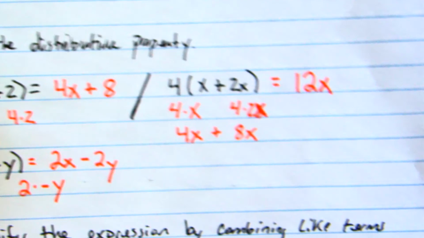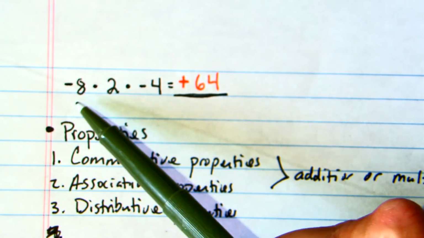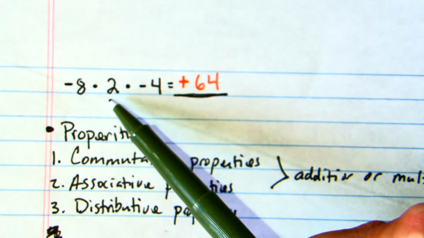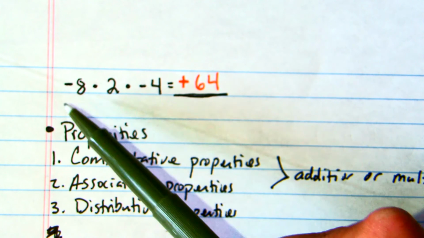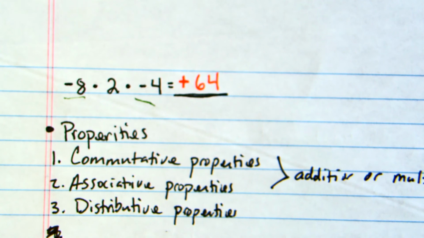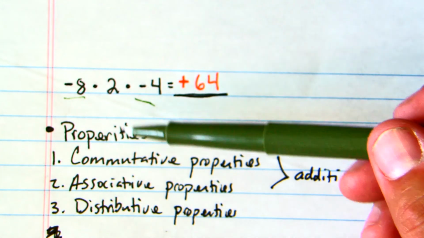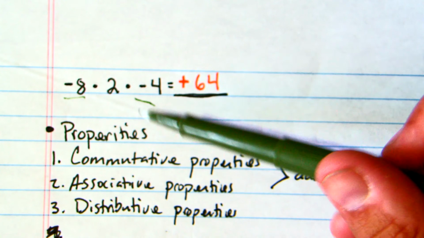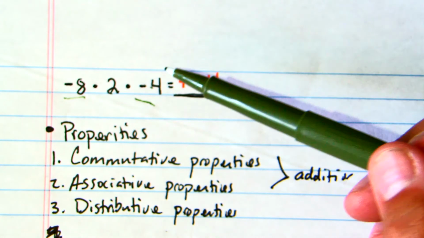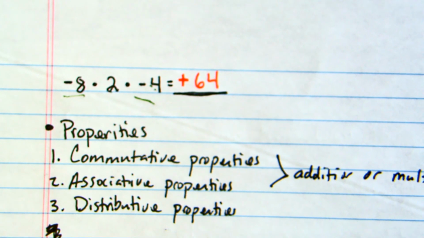So an example of that would be, for instance, right here we have negative 8 times 2 times negative 4. So I have 1 negative, 2 negative, and so that makes an even number of negatives. So I know my answer is positive. Then I'm going to use the commutative property of multiplication. Say 2 times 4 is 8, and 8 times 8 is 64 is my answer.